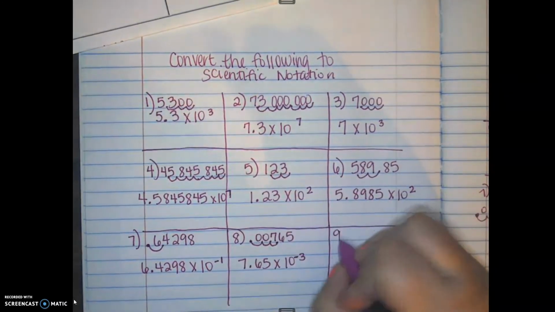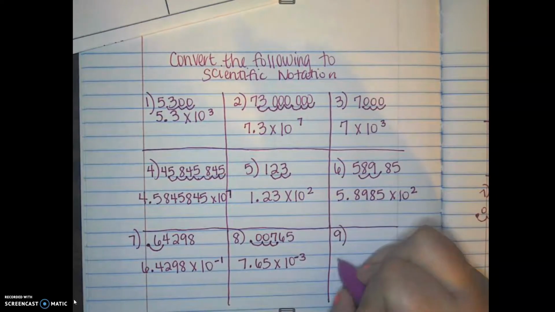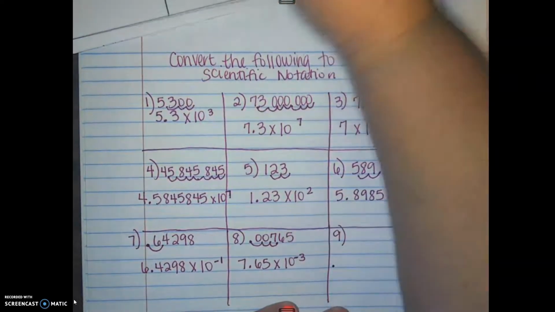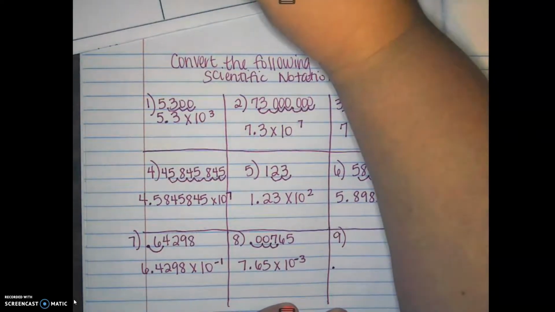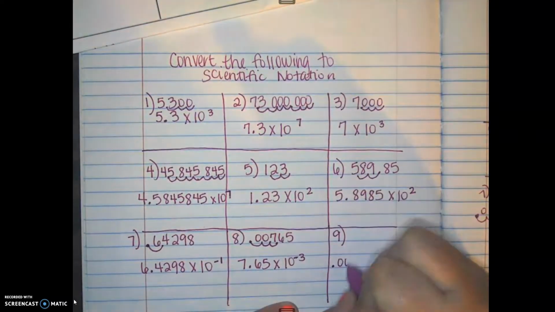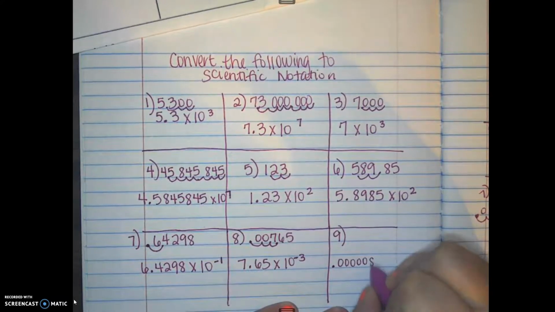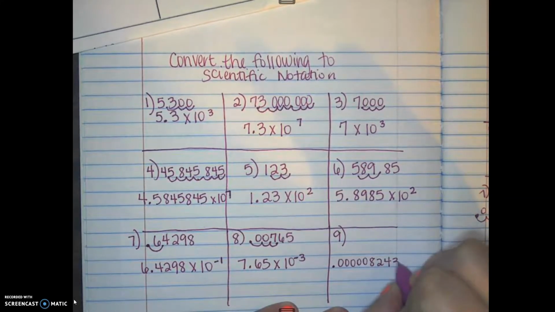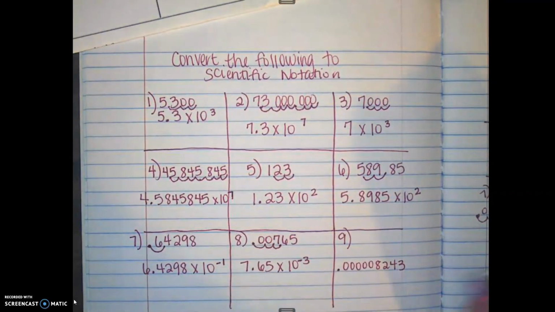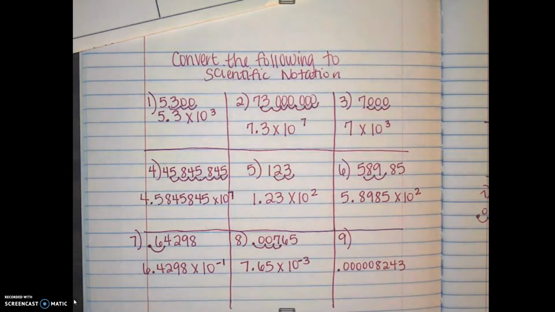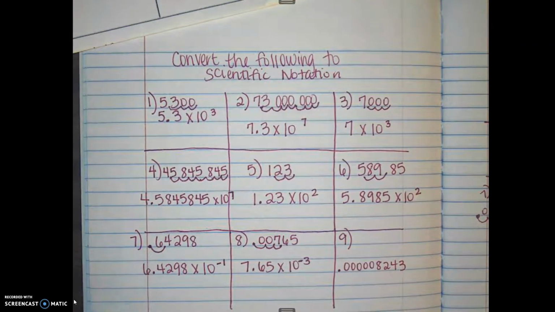For number 9, I want you to try it on your own. I'm actually going to write it a little bit lower because it's got a lot of numbers. 1, 2. We're going to have 5 zeros, 2, and then 8, 2, 4, 3. So we're going to move our decimal, okay? I want you to pause it, try it, and when you're done, push play. Please try it. Please don't just copy the answer.